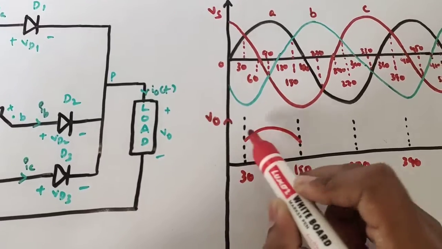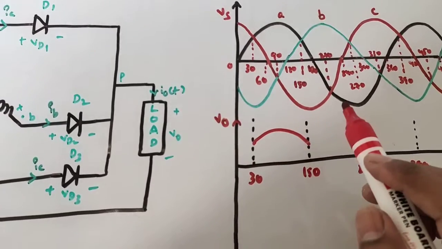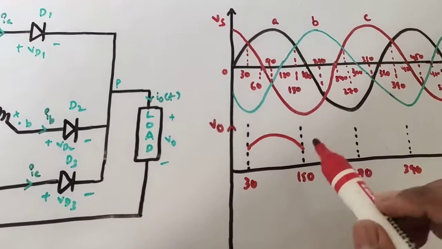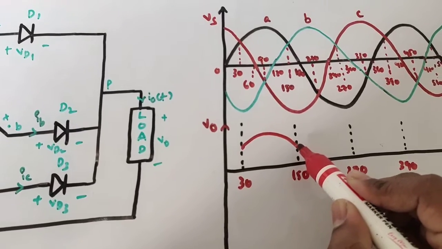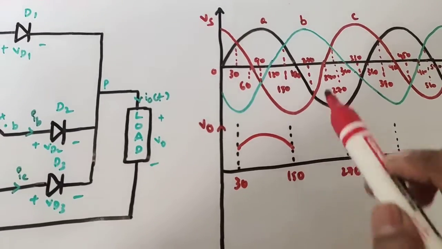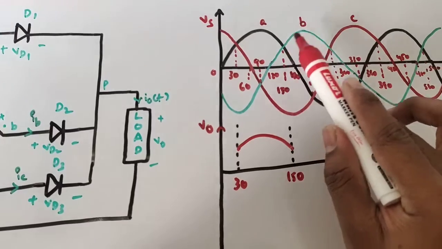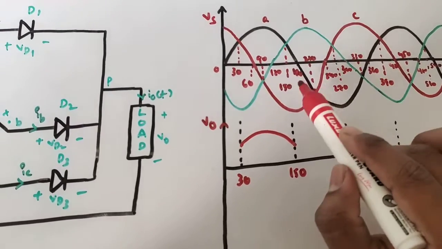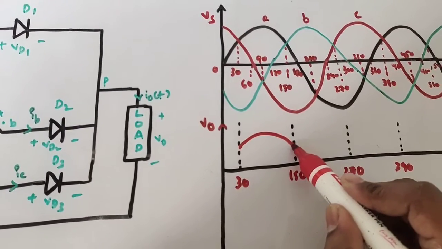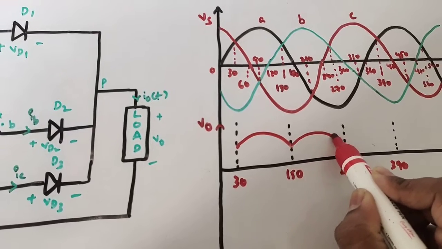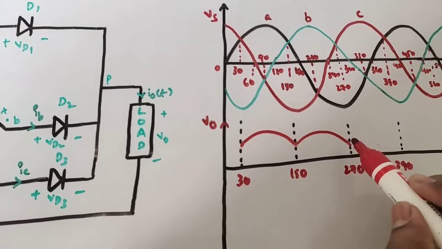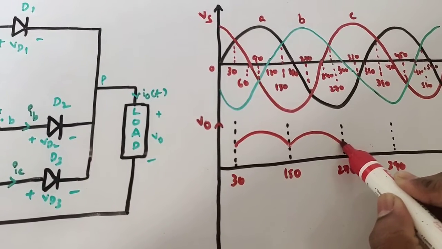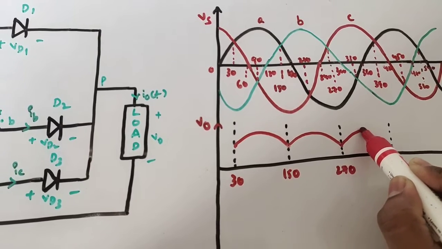That is what VAN. VAN is going to be obtained over here. This is A phase, right? VAN is going to be obtained over here. And similarly, from 150 to 270, B is more positive when compared to A and C. So that's the only reason. So here from 150 to 270, B phase is conducting, that means diode D2 is going to be conducting.